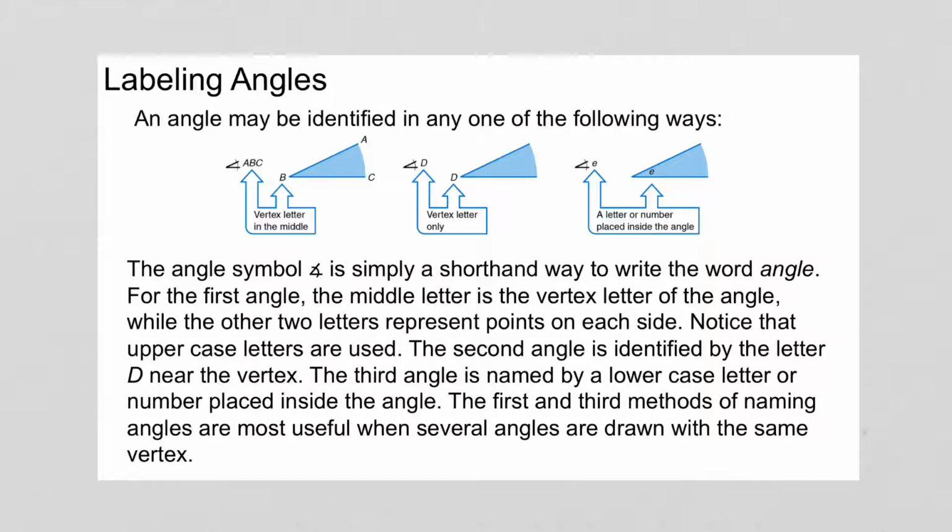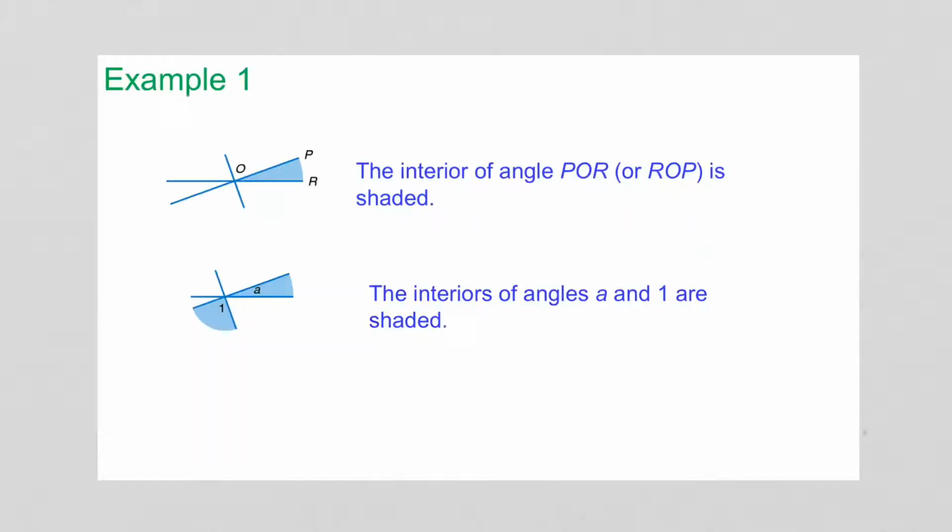Or you can call an angle with a little letter or a Greek symbol. Sometimes you might see theta or something like that, that's inside the interior of the angle close to the vertex. The interior of angle POR, or you could call it ROP, either way, is shaded. And the interior of angles A and 1 are shaded here. Not really anything to do with this, just pointing out some things.